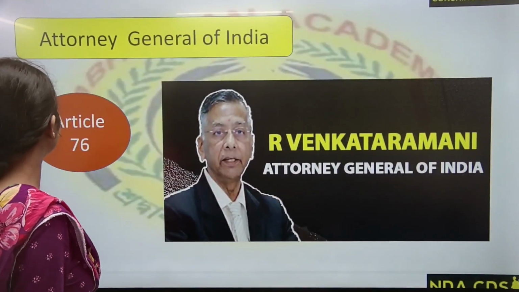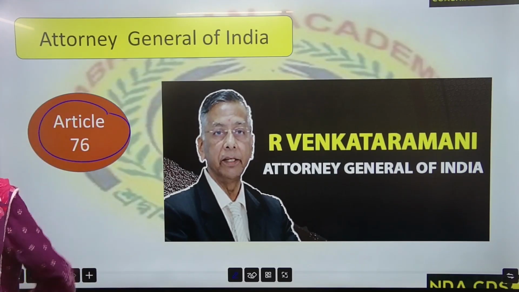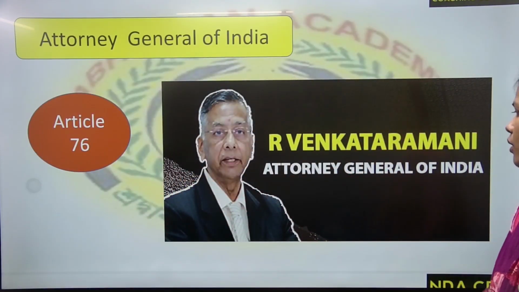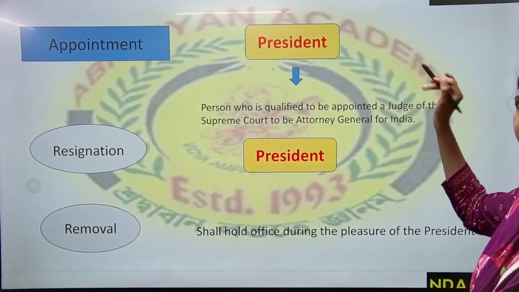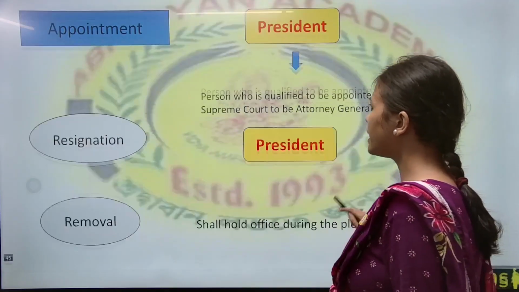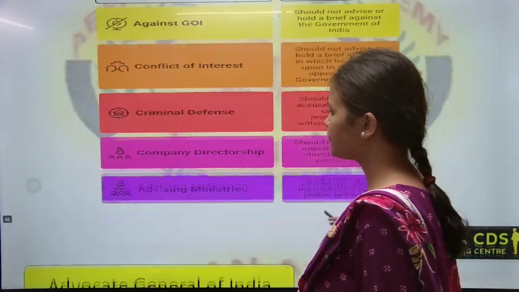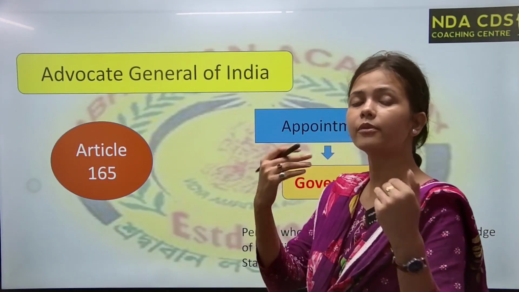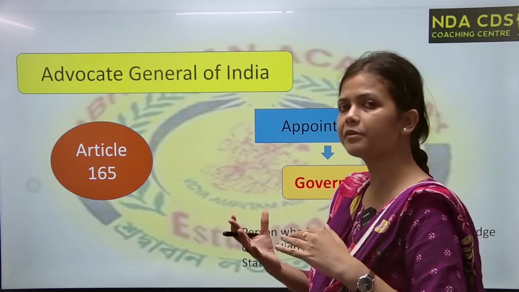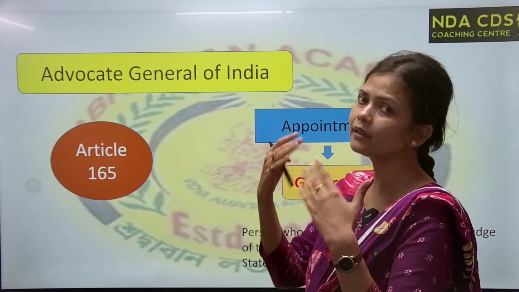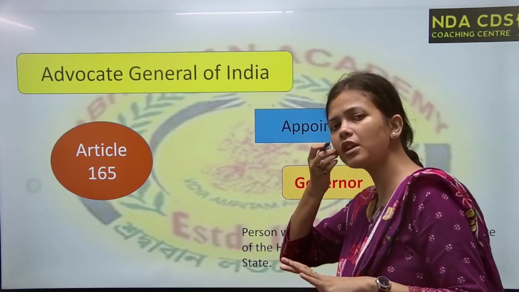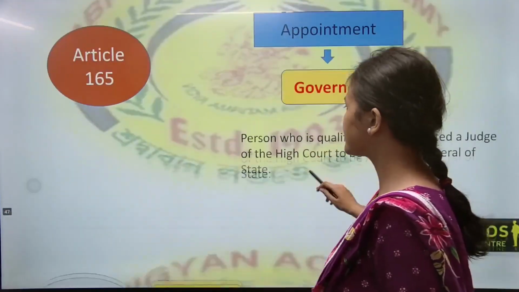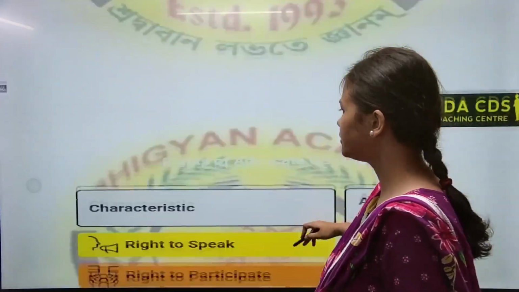Then comes Attorney General of India, Article 76. This Attorney General is like the lawyer on behalf of Government of India. His appointment is done by the President, resignation given to the President, and removal is at the pleasure of President. So he is representing the Government of India in front of the court. If any case is coming against the Government of India, then he will be fighting in the court. Advocate General, same position, but this is for the state government. So representative of state government in the court. Article 165. Resignation to governor.